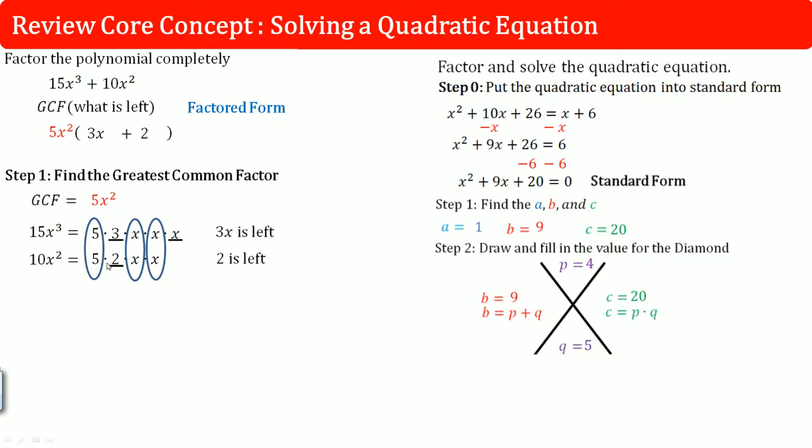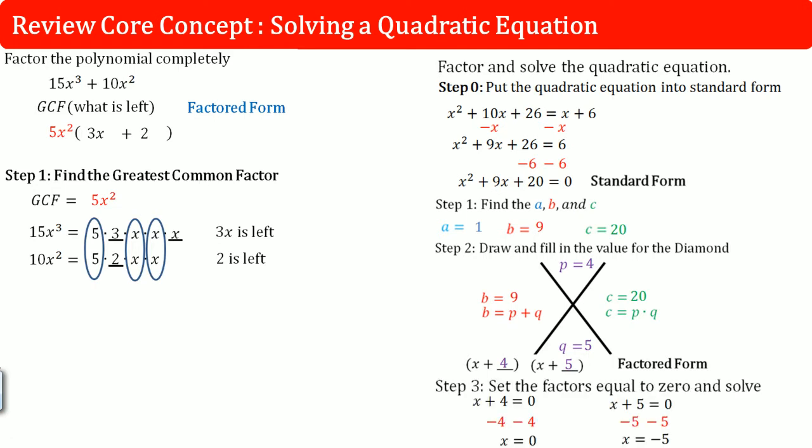Use the diamond method. You saw the two factors that multiply to make 20 and add to 9 were 5 and 4. So the factors here were x plus 4 and x plus 5. These are the two things that you should already know prior to going into this video. So we can also set those factors equal to 0 and solve. So here you have x equals negative 4 and x equals negative 5 for your solutions. So you should have this already.